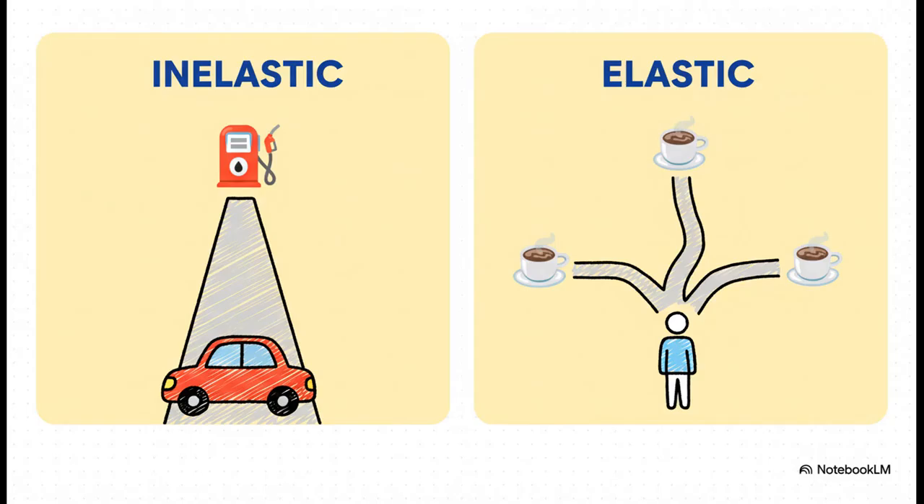Okay, the biggest one, by far, is the availability of substitutes. If customers have tons of other options, demand is going to be super elastic. Think about a specific brand of coffee. If its price goes up, you can just grab the one next to it, right? No big deal. But for something like gasoline, you don't have many immediate choices for your car. That makes demand really inelastic.